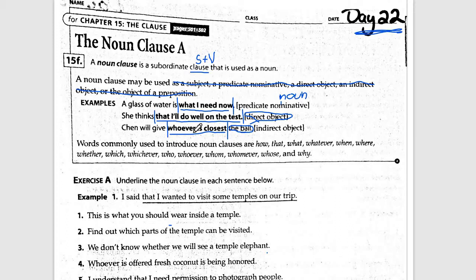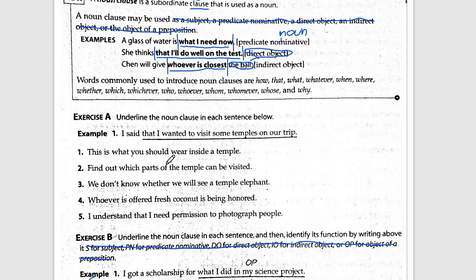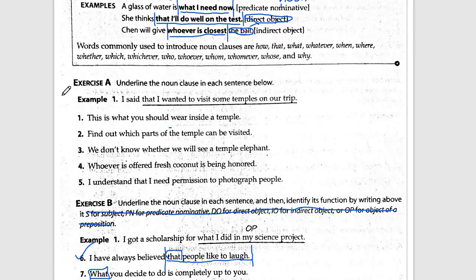Okay? And I'll talk a little bit more about how it works as a clause here in just a second when I have more room. For exercise A, it asks you to underline the noun clause in each sentence below. And they give you an example in example 1. So we've got example 1.